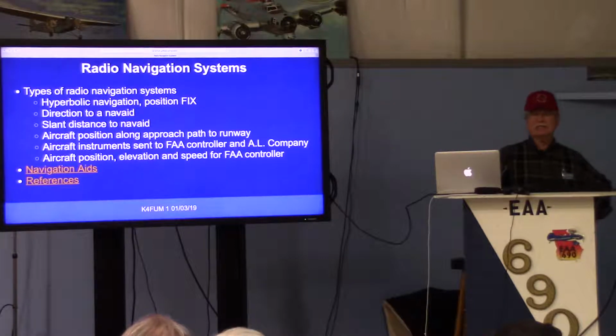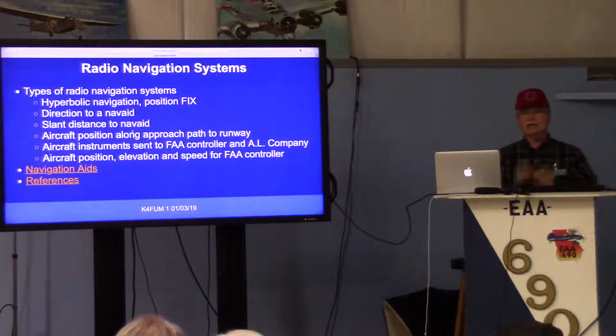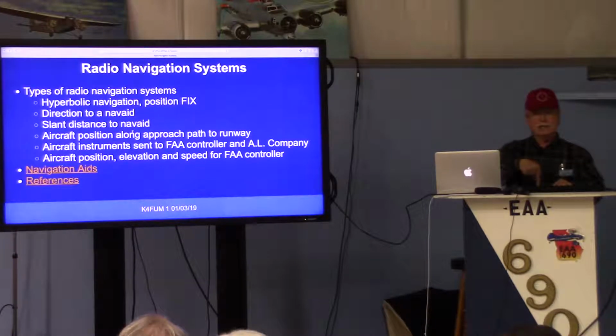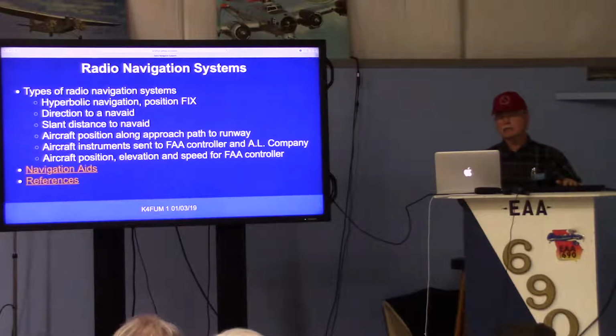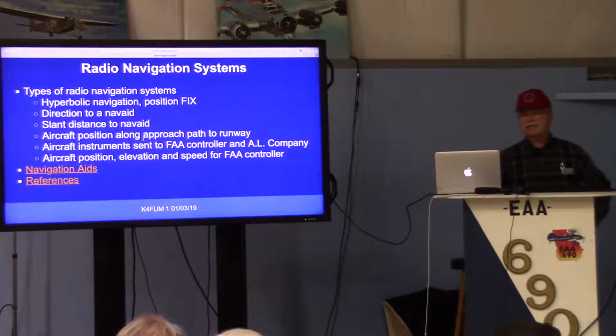We have systems that give you direction only, in other words, direction to that point. We have a nav aid that gives you slant distance from, say, an aircraft to a point. And that is slant, so if you're flying right over top of it, it's still going to say you're a mile up or a mile away or whatever. We also have the instrument landing systems, and it tells the aircraft where they are on their approach.